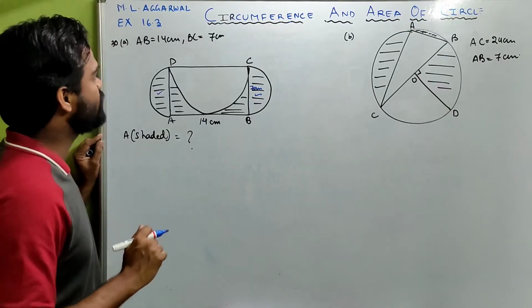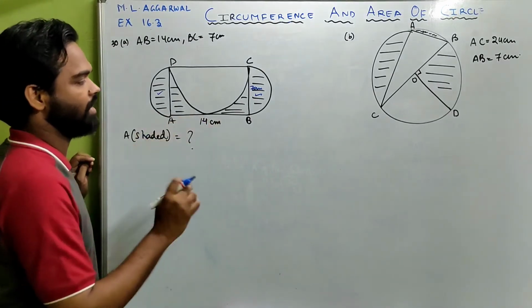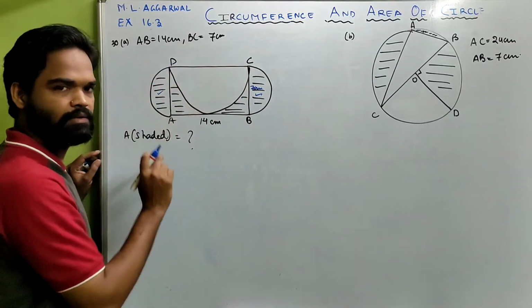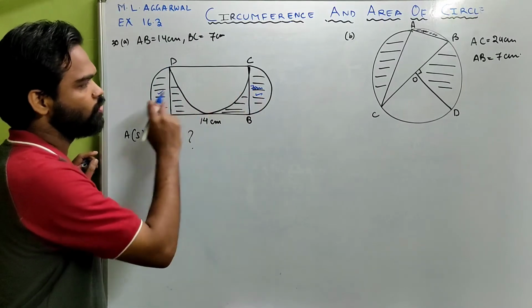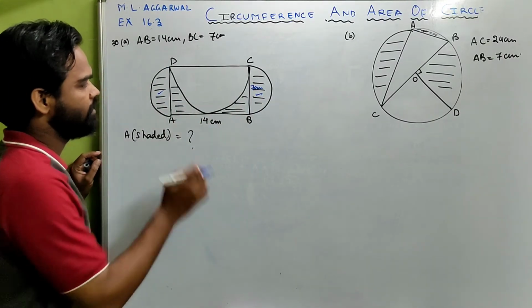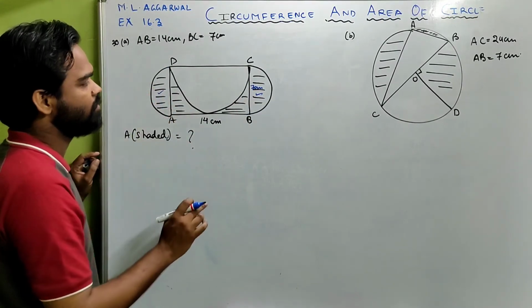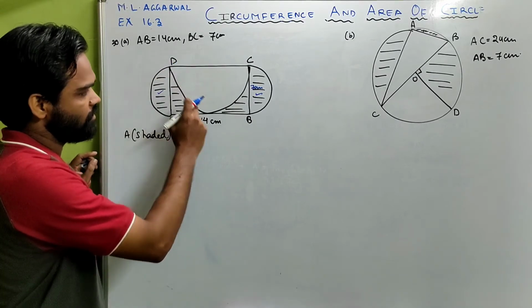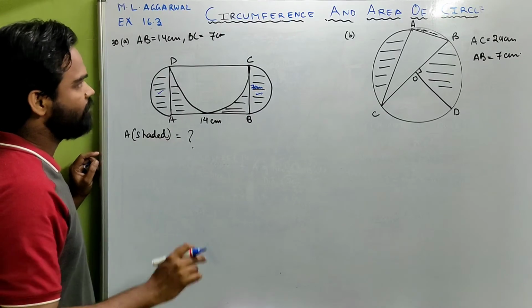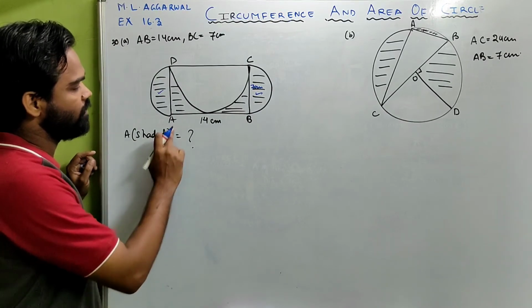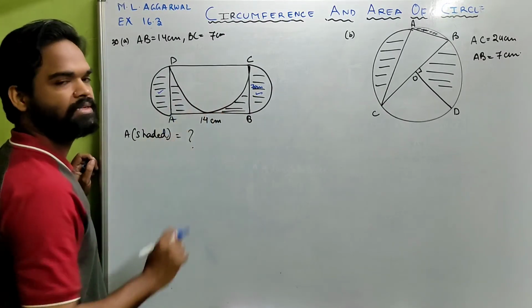Now look at sum number 30 part A. Very easy. They've given a rectangle ABCD with BC and AD as the diameter. They have drawn 2 semicircles, which have the same area, of course, because the diameter is the same. And they have done another semicircle, you can see, with DC as the diameter. They've asked for the area of the shaded region. Over here, AB is 14 and BC is 7.